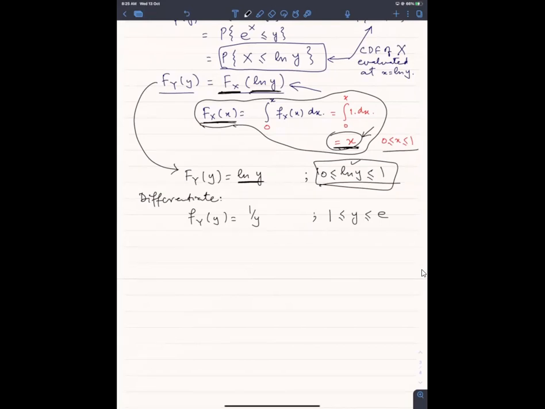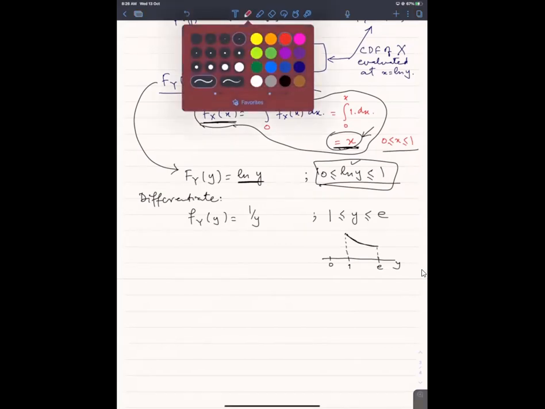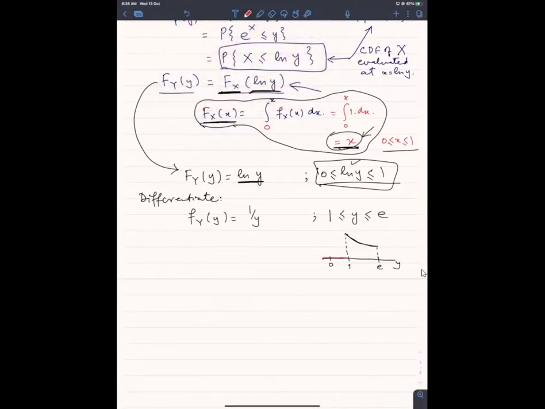इसको ड्रॉ करके देख लें, कि you have y here, you have 0, you have 1 and you have e. So 1 और e के दरमियान में ये आपके पास आ जाएगा, इस तरह की कोई चीज आ जाएगी. And then 0 here and 0 here. ये आपका PDF of y बन जाएगा. This would be the PDF of y.